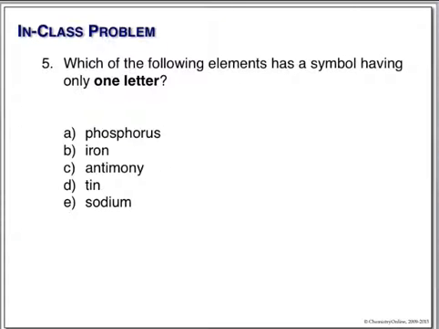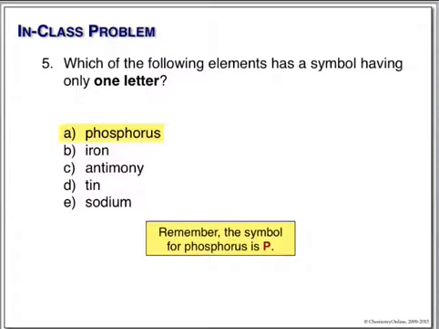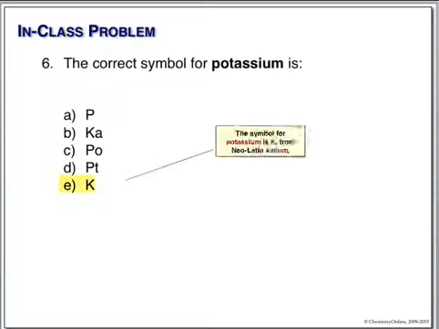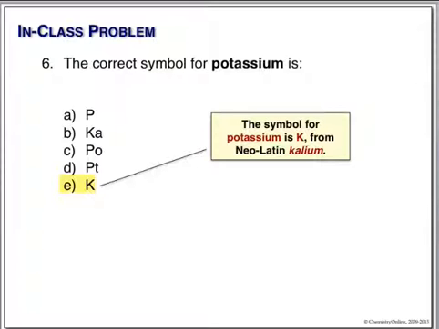Which of these has 1 letter? Iron is Fe, antimony is Sb, tin is Sn, sodium is Na, only phosphorus. And finally, what is potassium? My gosh, everyone better get this one. It is, how else would you spell it? It's a K. Calcium is the original name for it.